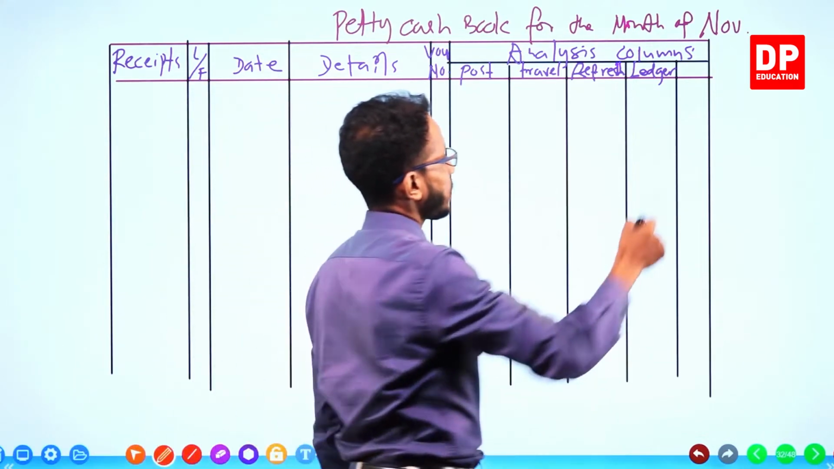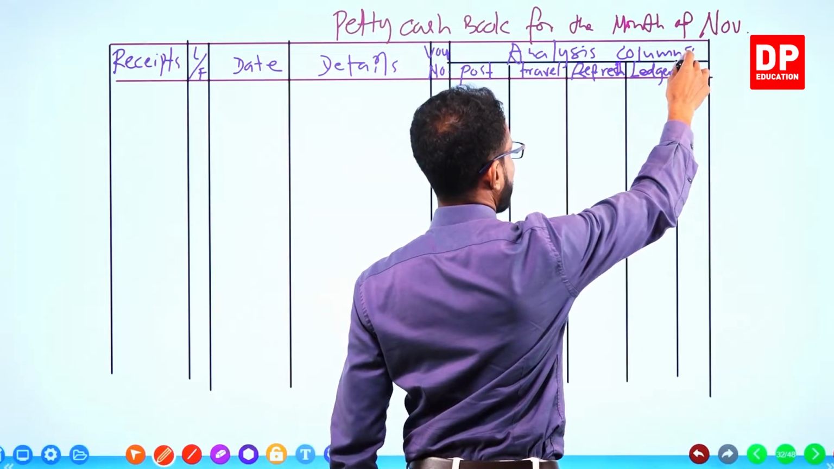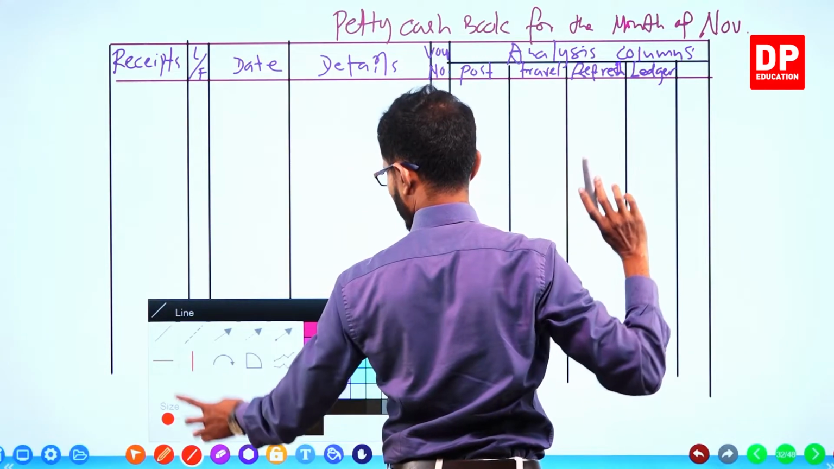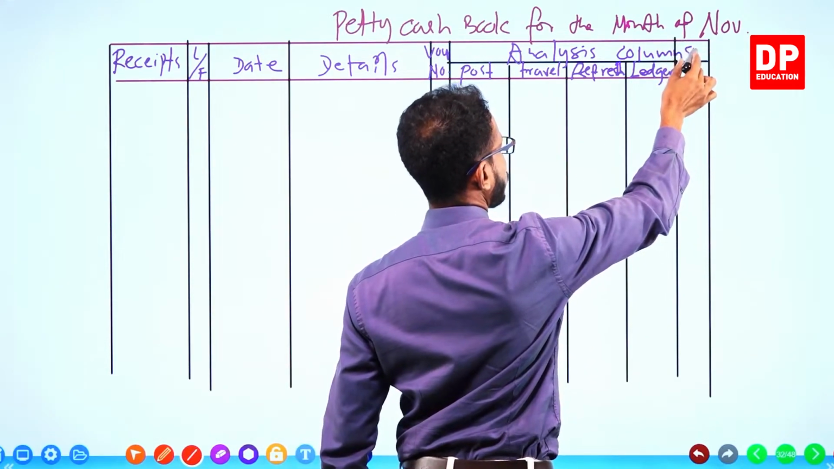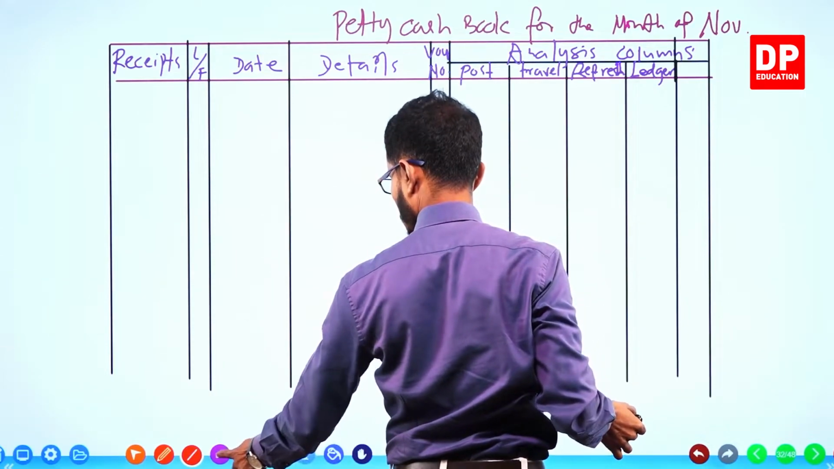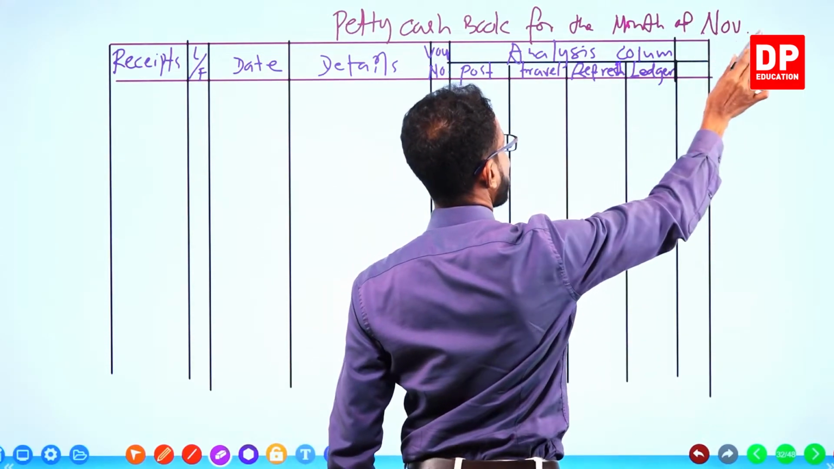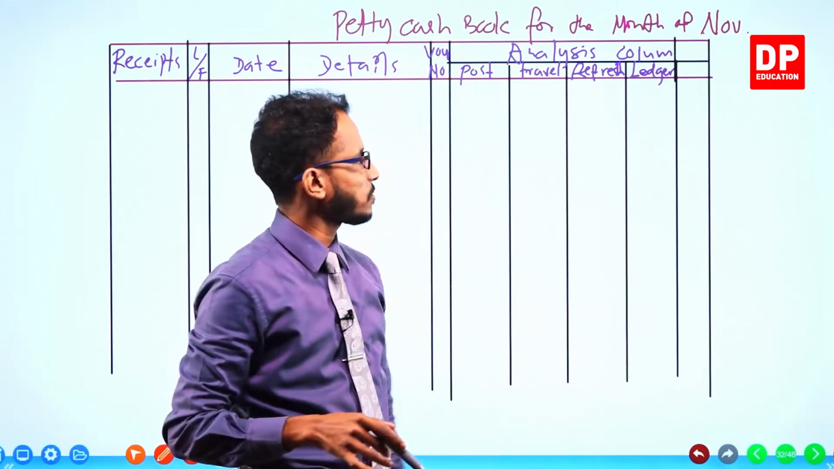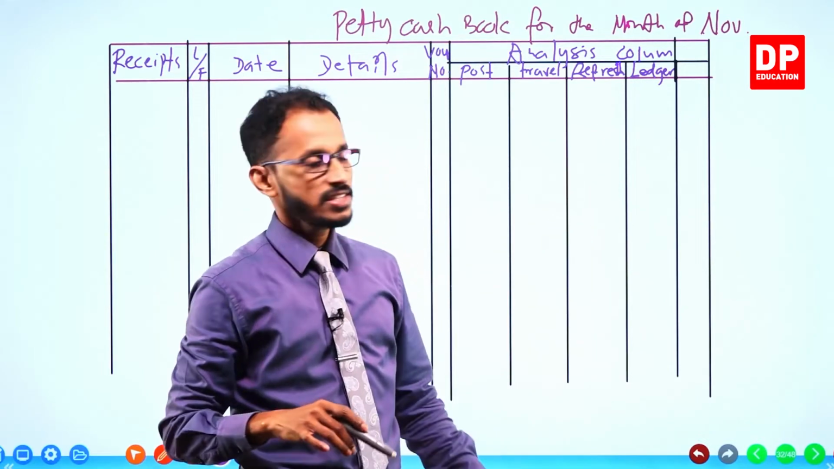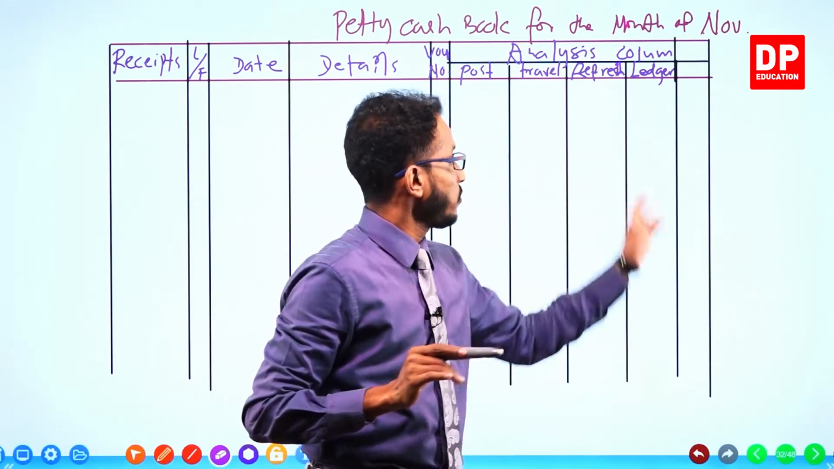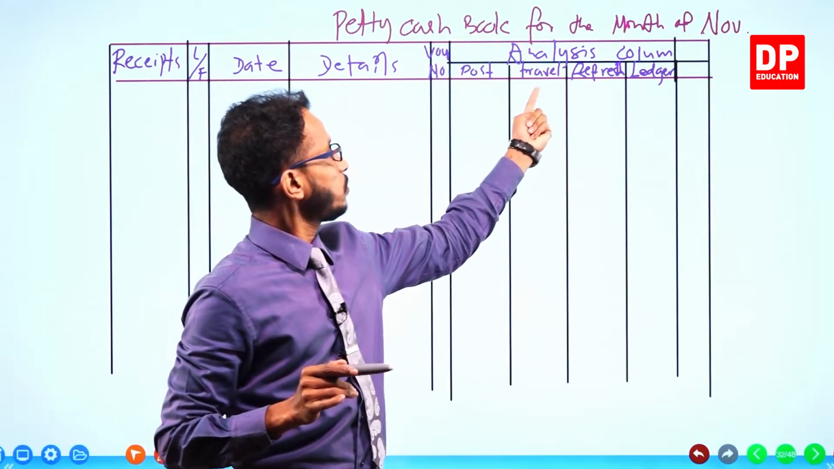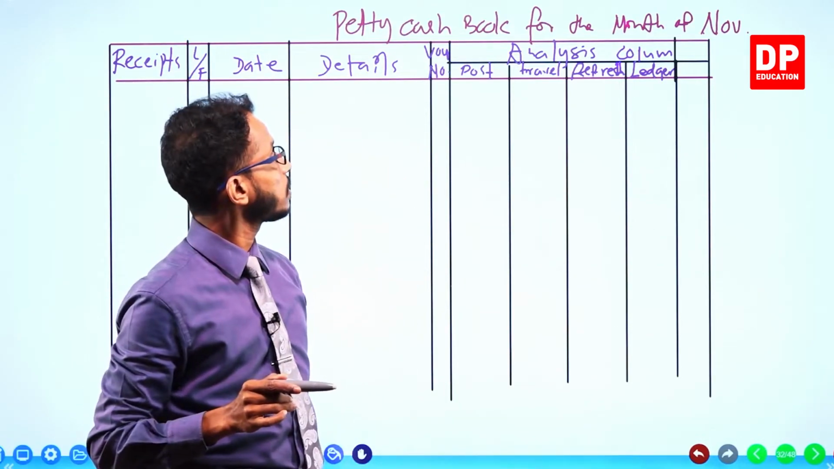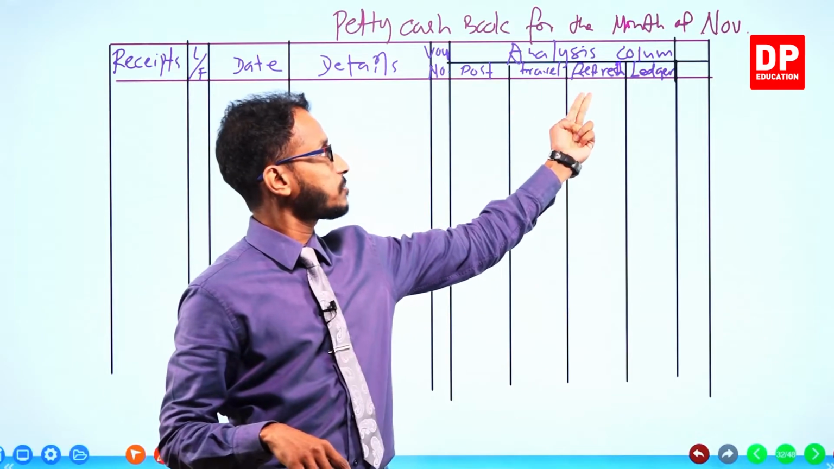Done. This is for the ledger page. There is no analysis column here, right? So the last column is for the ledger page. That's not necessary, but I will not erase it. I'll just keep it. Only four analysis columns. Okay, 1, 2, 3, 4. Got it? Postal, traveling, refreshments, ledger.